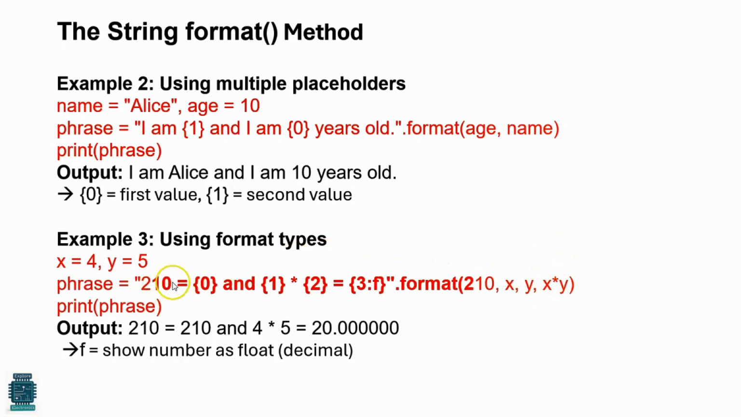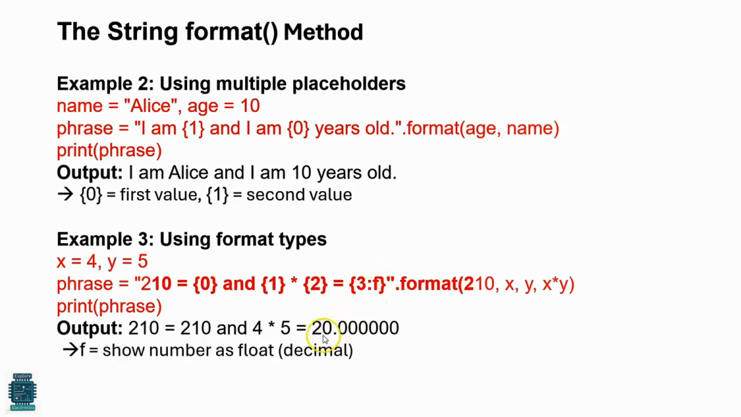Here 210 is equal to, it will be as it is in the output also. At the 0th position we have 210 as it is. Write it down as it is, and at the first position we have X. X is equal to 4. Write it down. And at the second position we have Y, which is equal to 5. Write it down. And {3:f} is replaced by X into Y. Here X into Y we will get 4 into 5 which is 20. And here we have F which means floating point number.